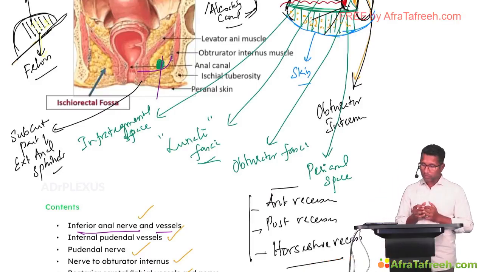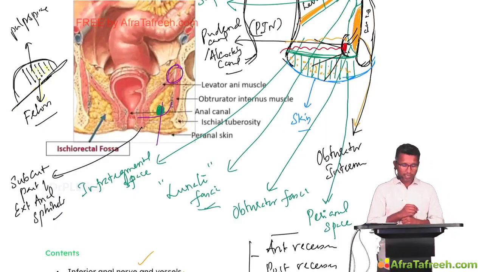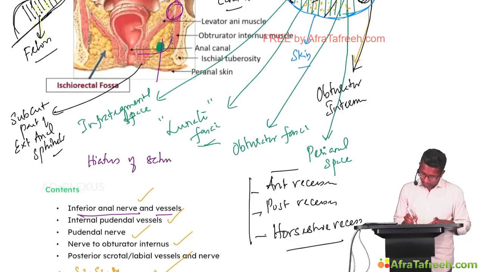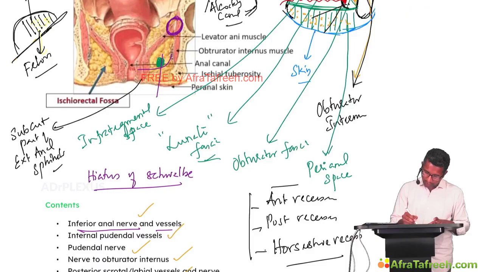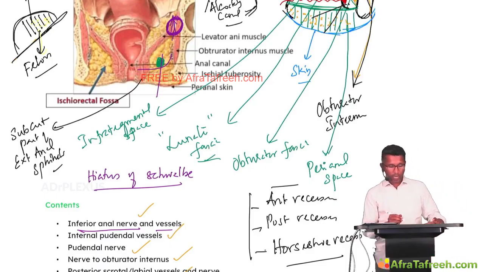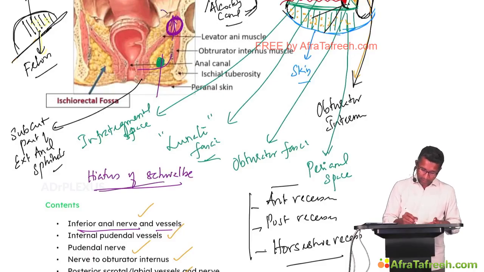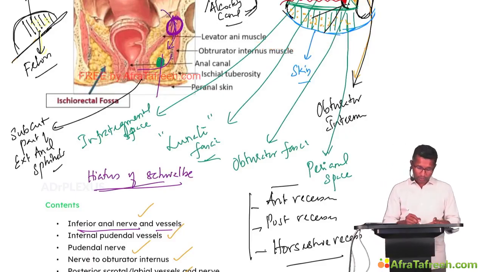Okay. The next pathology seen in this region: you can see the origin of the levator ani muscle here. When the origin of the levator ani muscle becomes deficient, it can result in a hiatus which is called the hiatus of Schwalbe, okay. If there is a hiatus here, the pelvic contents can come into the ischioanal fossa to form a hernia in this region.